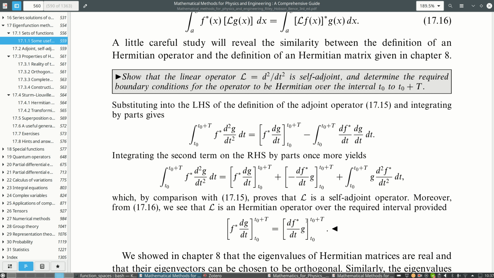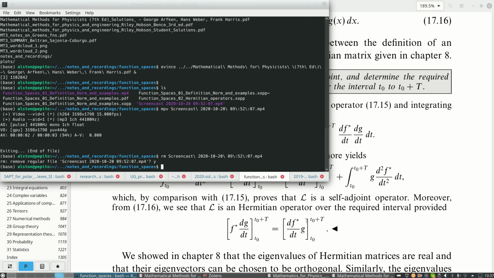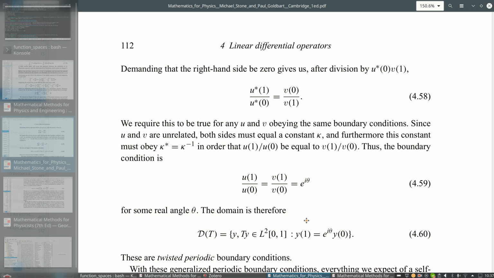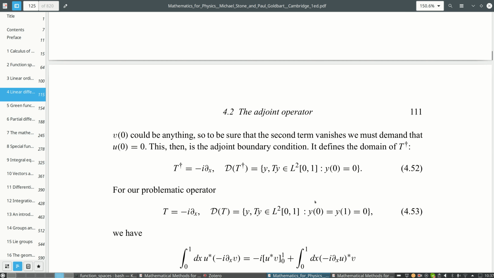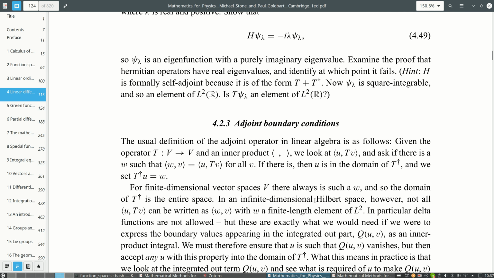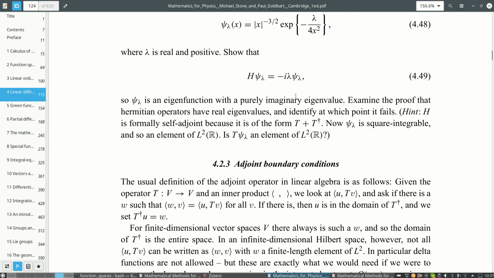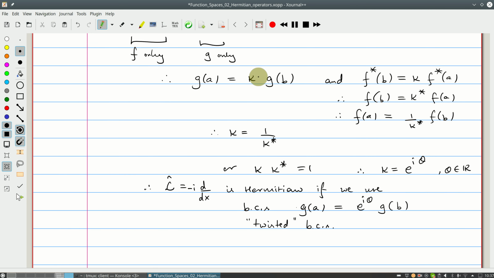Riley doesn't really talk about boundary conditions as much. But there's a book here which does, although it's a bit advanced. This is the book by Michael Stone and Paul Goldbart. So I'm going to put it down in here. So it's Mathematics for Physics.